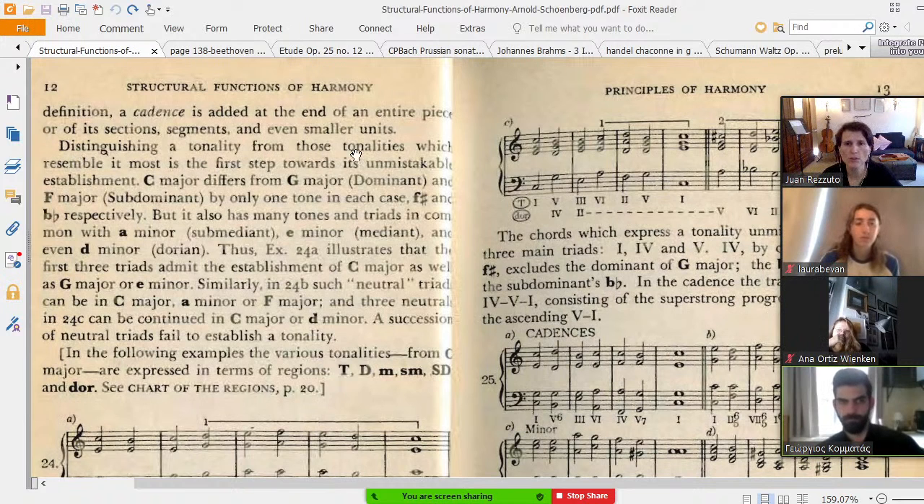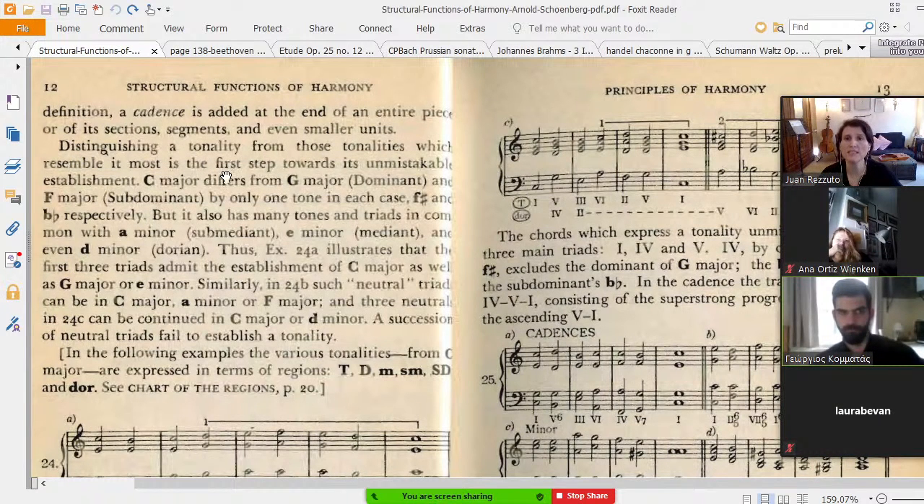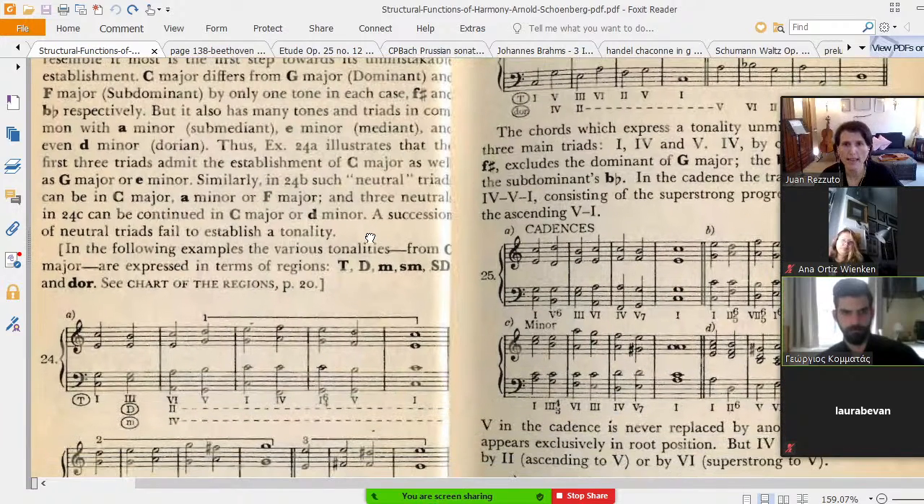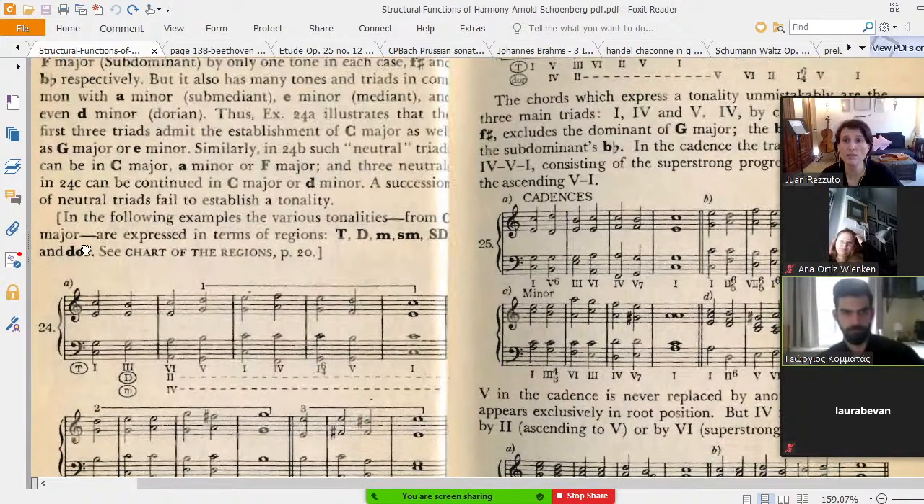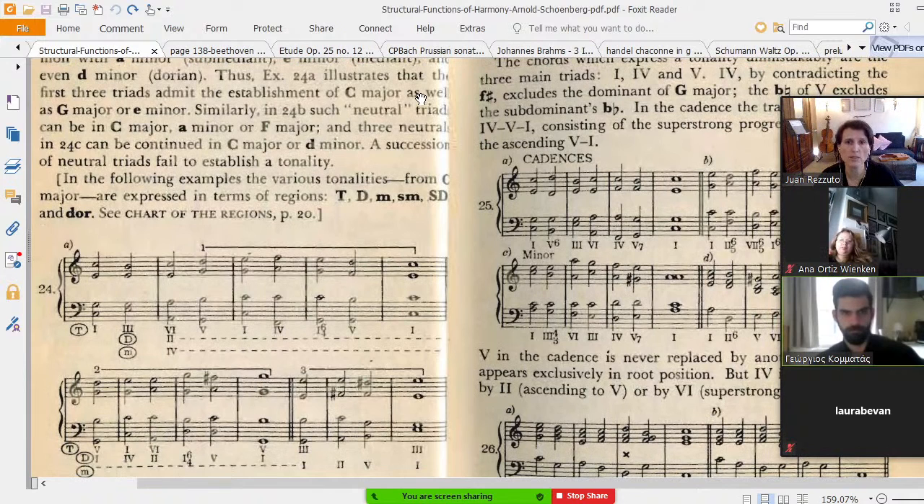Distinguishing a tonality from those tonalities which resemble it most is the first step towards its unmistakable establishment. C major differs from G major, the dominant, and F major, the subdominant, by only one tone in each case, as we know, F sharp and B flat respectively. But it also has many tones and triads in common with A minor, some median E minor, mediant, and even D minor, Dorian. Thus, example 24a illustrates that the first three triads admit the establishment of C major as well as G major and E minor.